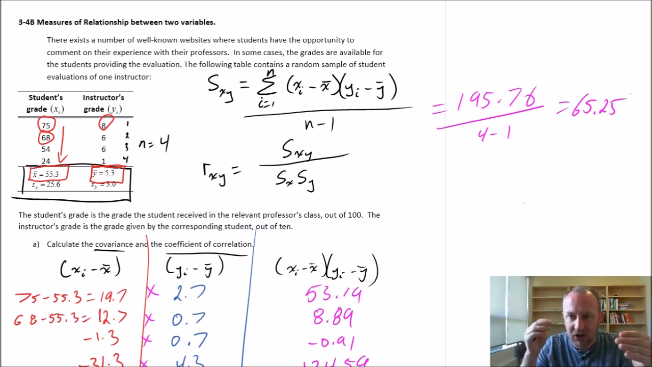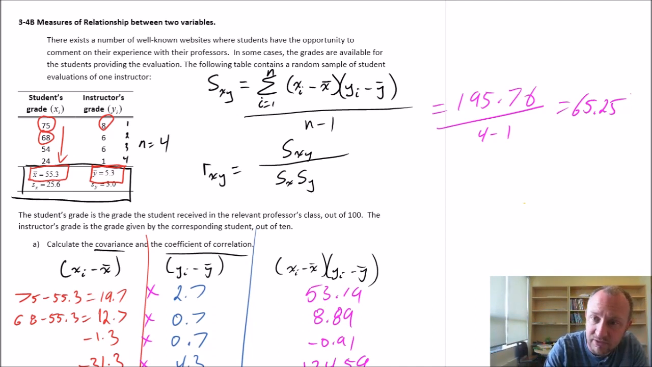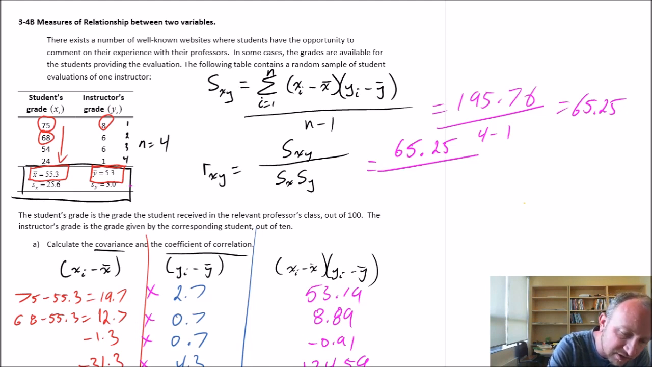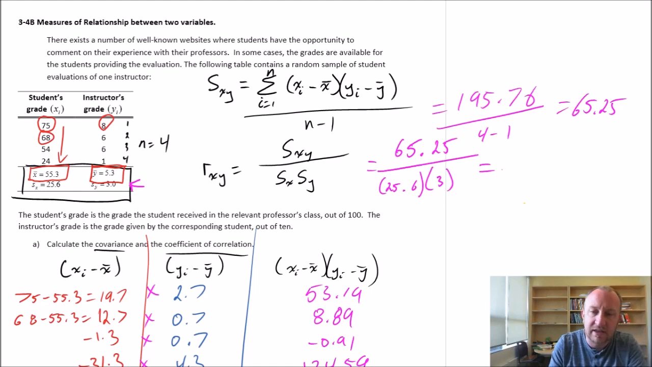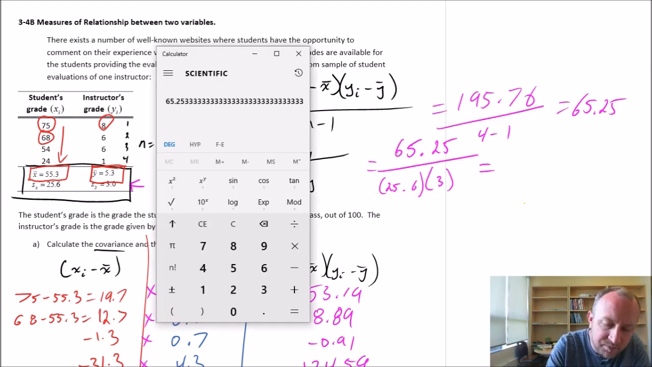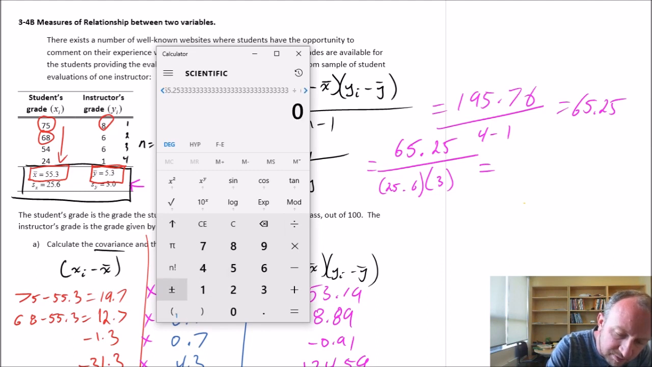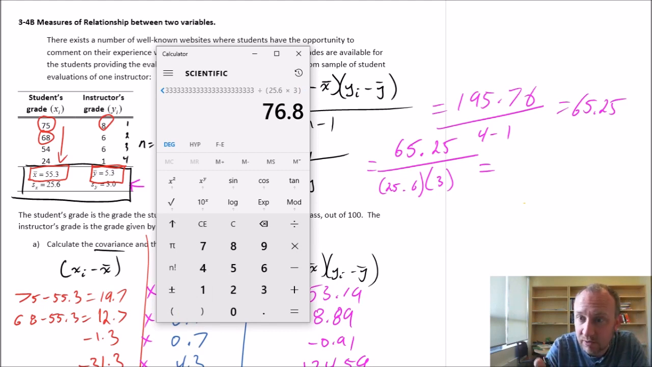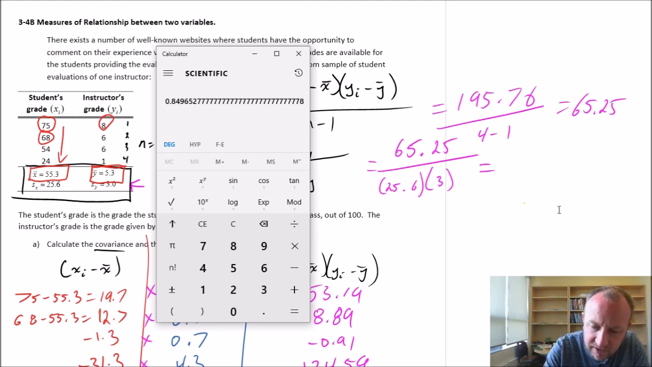So in order to accommodate that and to sort of scale this value into something that is more easily interpreted, we use the coefficient of correlation, which is our covariance, 65.25, divided by the product of the two standard deviations. So this is 25.6 times 3. And this, if everything's been done correctly, this should be between negative 1 and 1. Good, 0.85.